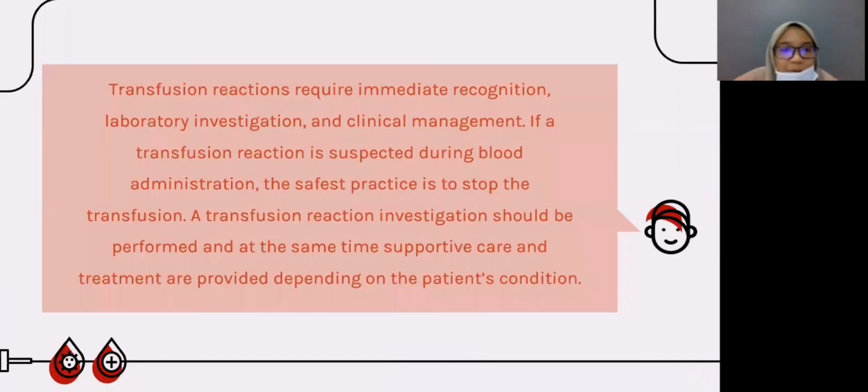So I will answer the question. Transfusion reactions require immediate recognition, laboratory investigation, and clinical management if a transfusion reaction is suspected during blood administration. The safest practice is to stop the transfusion. A transfusion reaction investigation should be performed, and at the same time, supportive care and treatment are provided depending on the patient's condition.